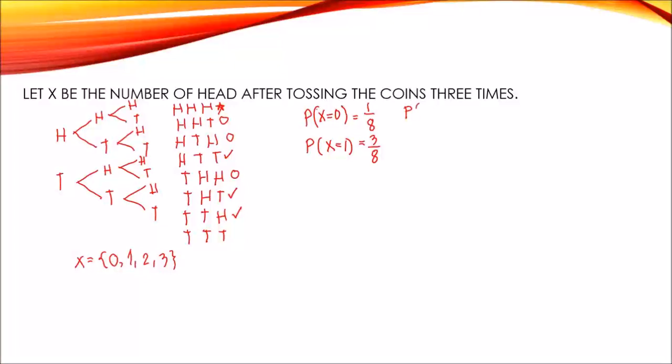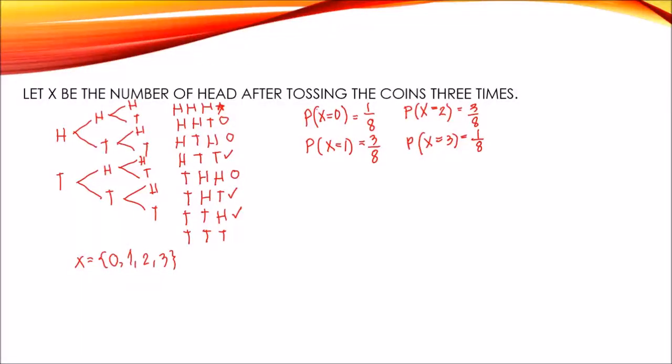We also have the probability when x is equal to 2, or we have two heads in the experiment. That is 3. We have HHT, HTH, and THH. We have 3 over 8 probability. And lastly, we have the probability when the number of heads is equal to 3. We only have one combination out of 8, that would come out all heads. So these are the probability distributions.